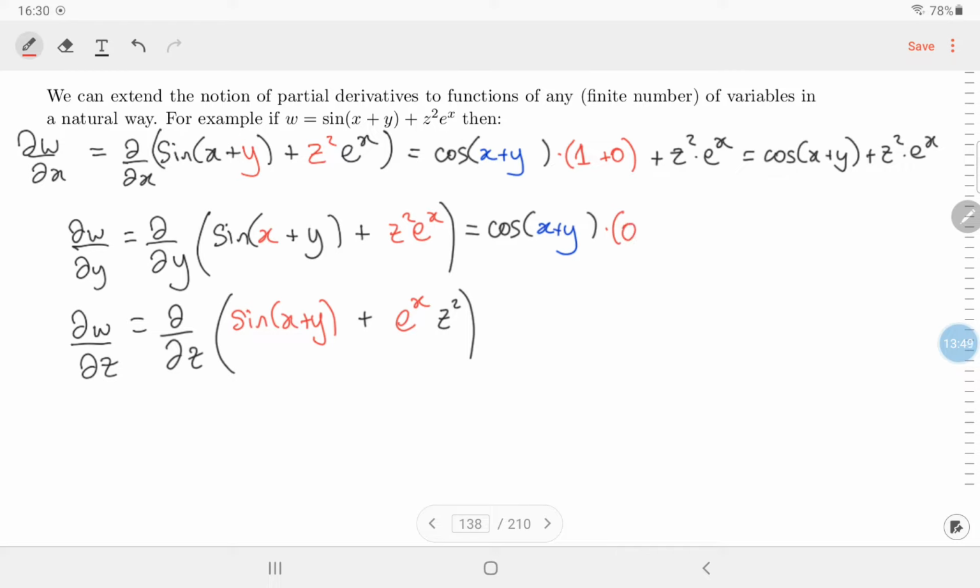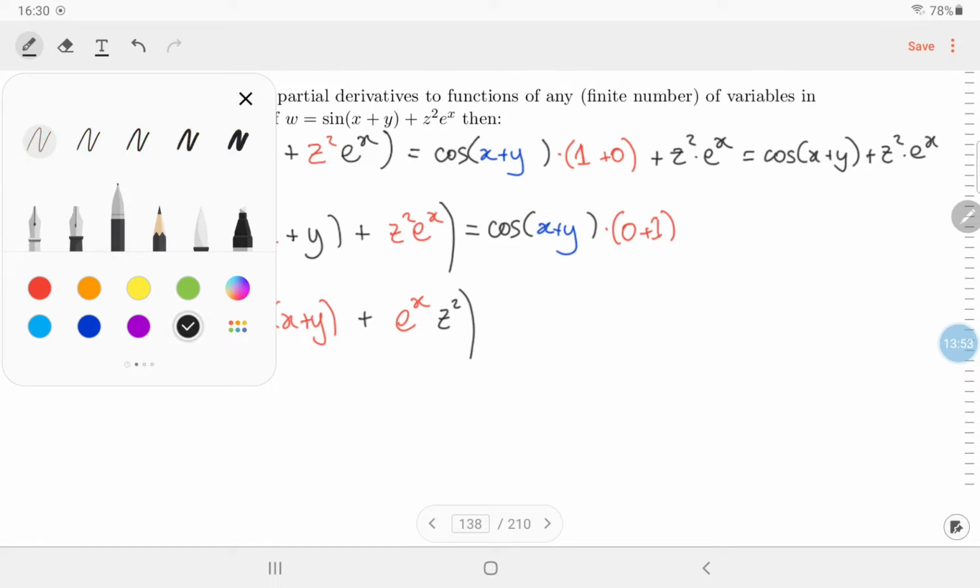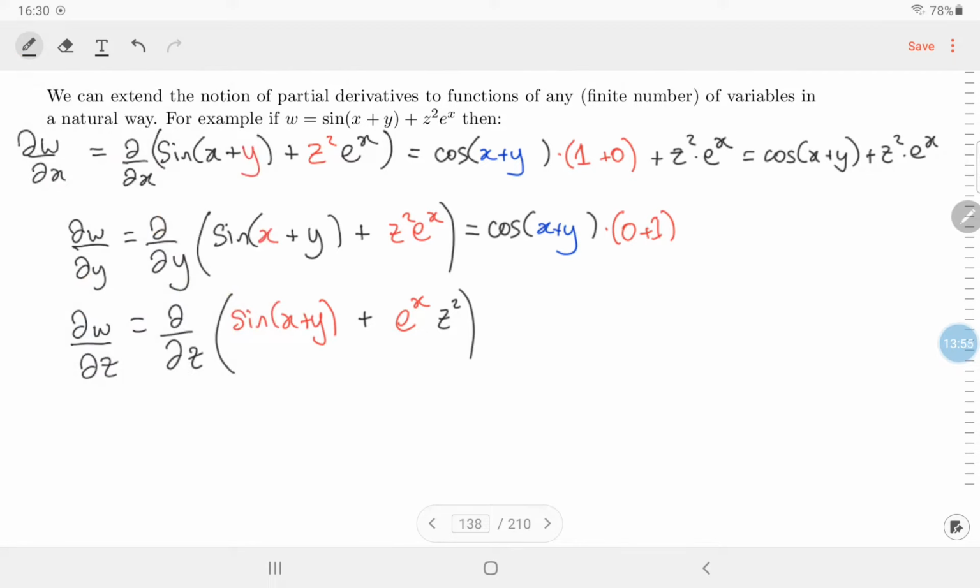The derivative of y with respect to y is 1. And look at that second term with respect to y. z is a constant, x is a constant, so z squared e to the x is a constant, which has derivative 0. So you just have cos of x plus y.